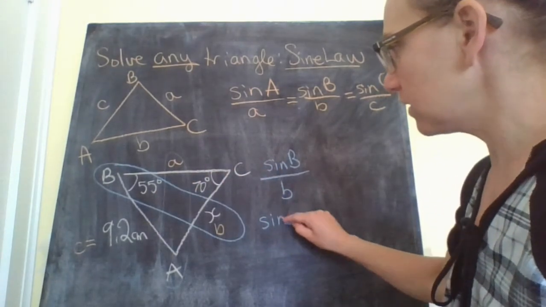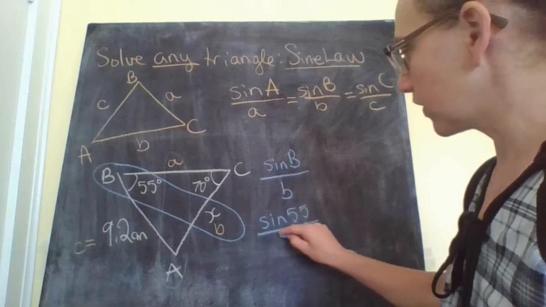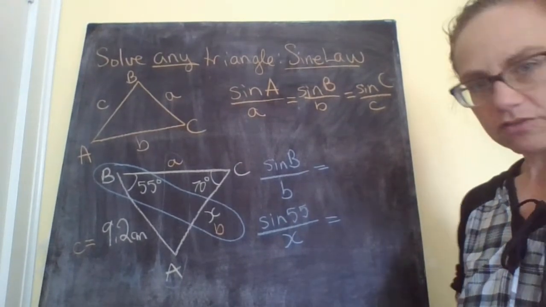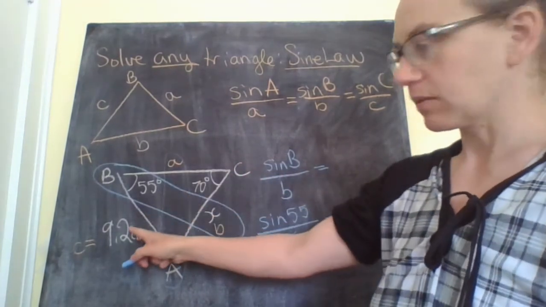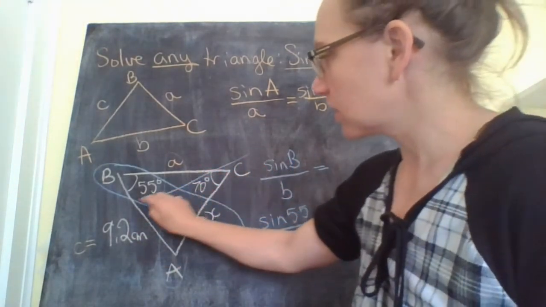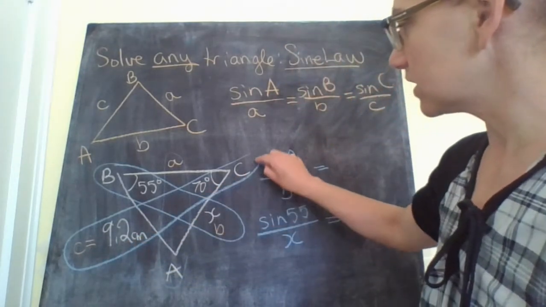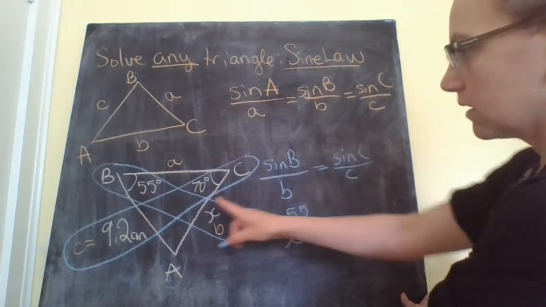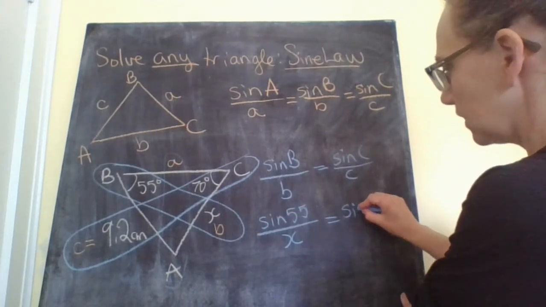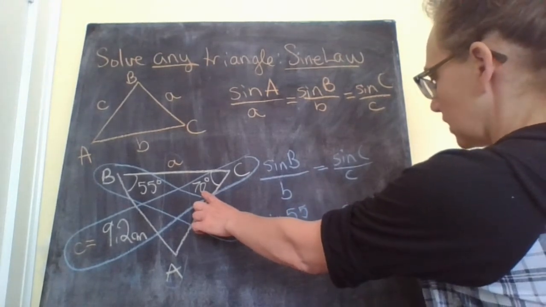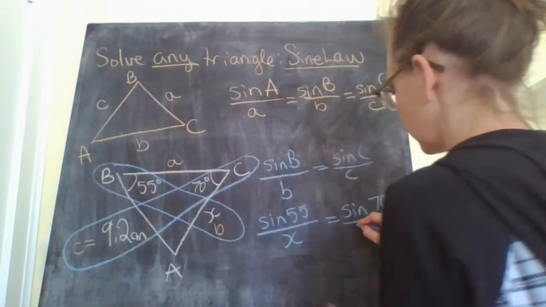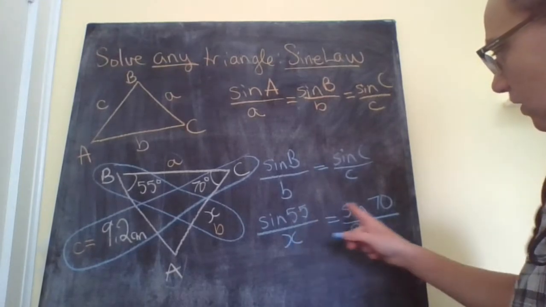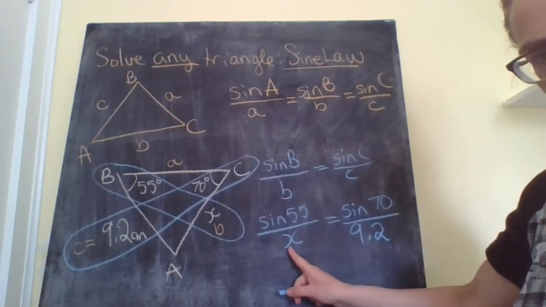I'm going to put it in underneath. Sine 55 over x, okay? And then that has to equal another fraction. So my other fraction is going to come from the last pair, so sine C over c. That tells me sine of angle 70 over this side length, which is 9.2. So as long as I have number, number, number, and only one letter, we're good.